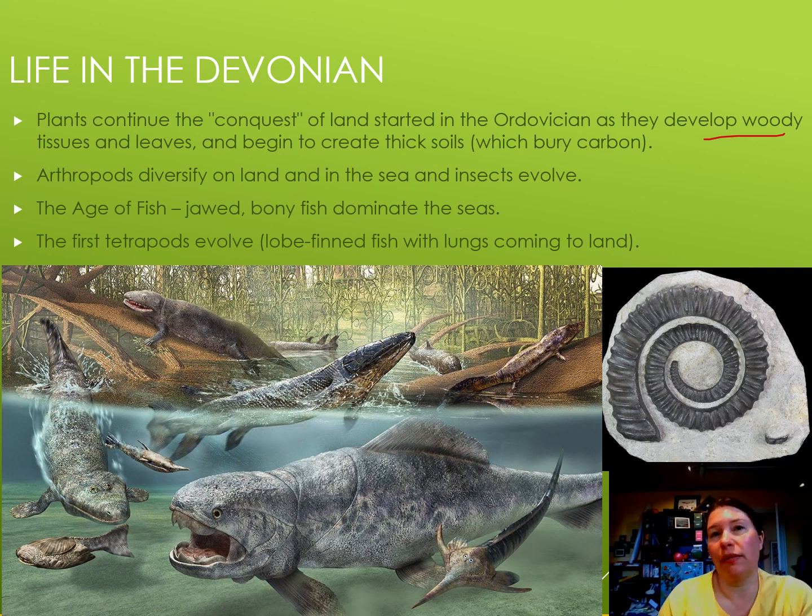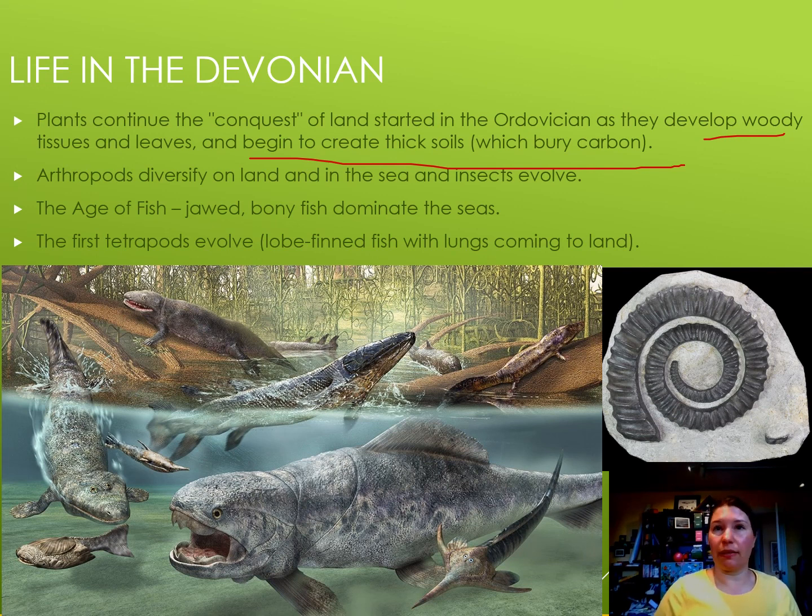So plants are really doing a lot of stuff during the Devonian period, and they're also beginning to create thick soils, and those tend to bury carbon. And we see that repeatedly throughout Earth history. Whenever plants develop a new thing, as they did about 30 million years ago too, but we'll talk about that later. Whenever plants develop the ability to grow faster and faster and hold onto more soil and grow more efficiently, they tend to build thicker beds of soil.